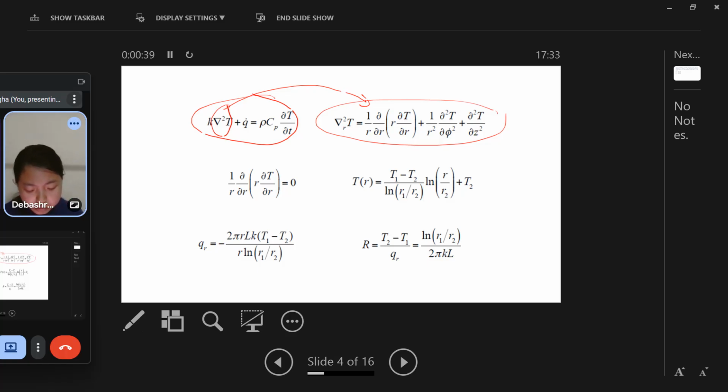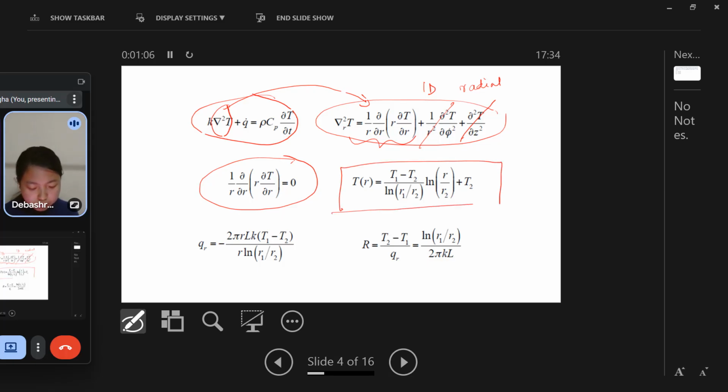So if you consider it as 1D conduction in radial direction only, then these two terms get cancelled out and you get only the first term. If you solve this, you might have seen in the lectures, you can get the temperature profile as T is equal to (T1 minus T2) divided by ln of R1 by R2, into ln of R by R2, plus T2.